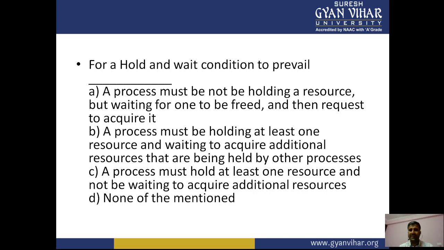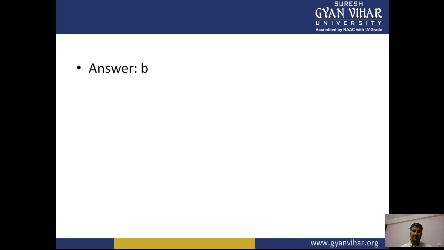For the hold and wait condition to prevail, the process must not be holding a resource but waiting for one to be freed, then request to acquire it. In this regard, B is the right answer. For the hold and wait condition to prevail, the process must be holding at least one resource and waiting to acquire additional resources that are being held by other processes. So B is the right answer.